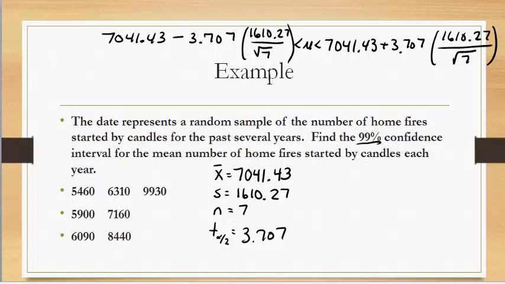And we're going to round that final answer to 2 decimal places. So on the left-hand side, we're going to have 4785.26, and on the right-hand side, 9297.60.